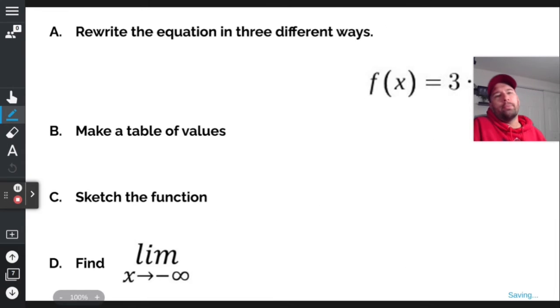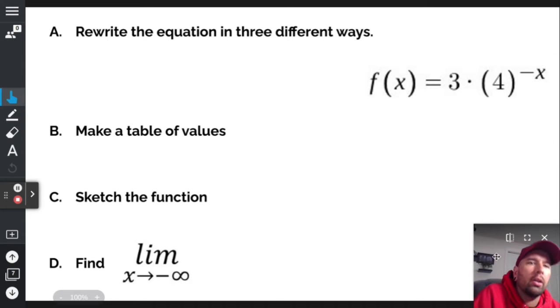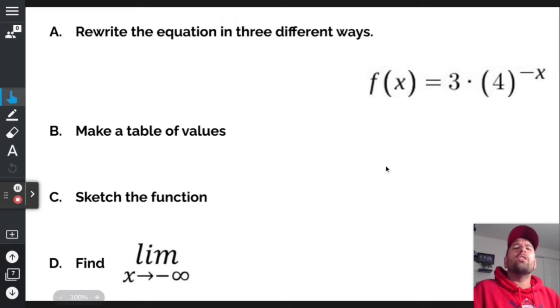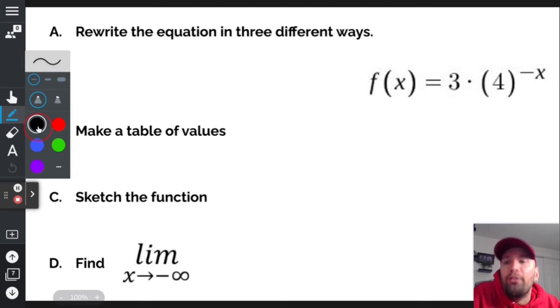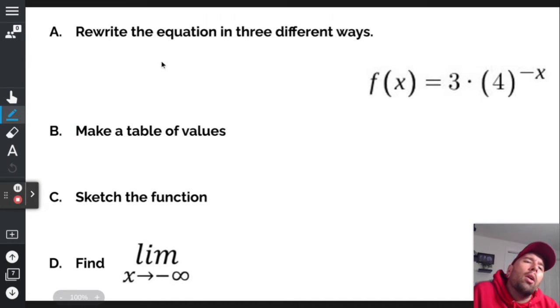Moving right along. No calculators. Calculators are for the weak. A negative exponent. Yuck. Rewrite this equation in 3 different ways. Okay, I like a challenge. I could write this out in an infinity of different ways. But one of the ways that I can rewrite this is, the 3 is always going to be 3. There's nothing that you can do about it.